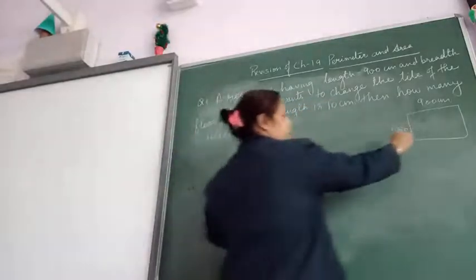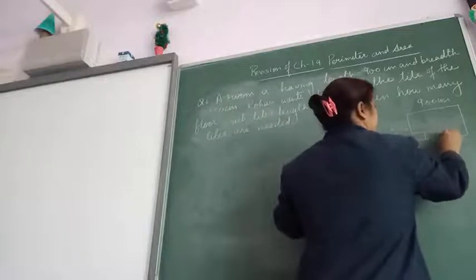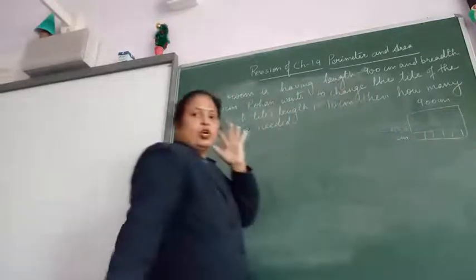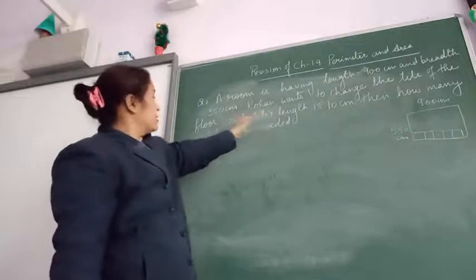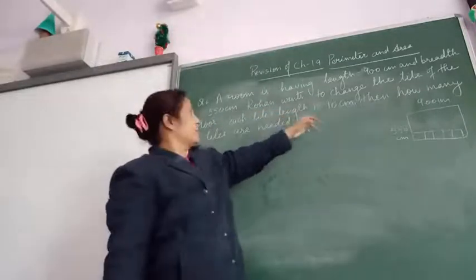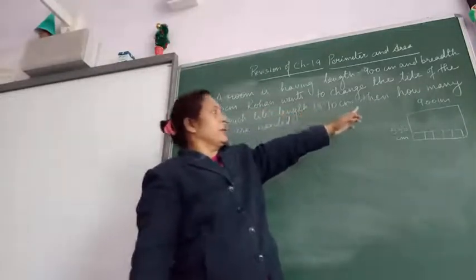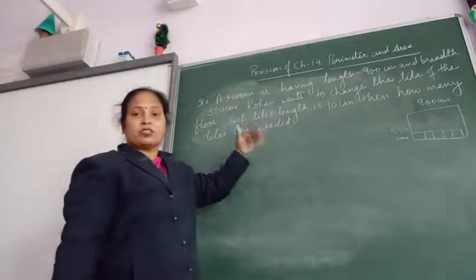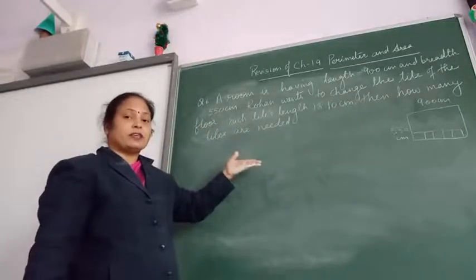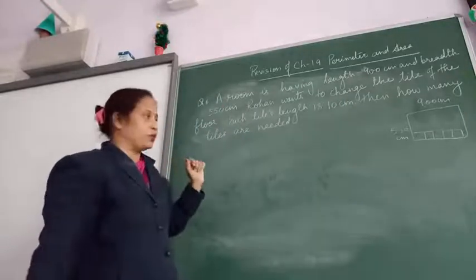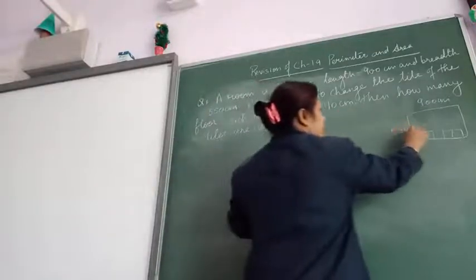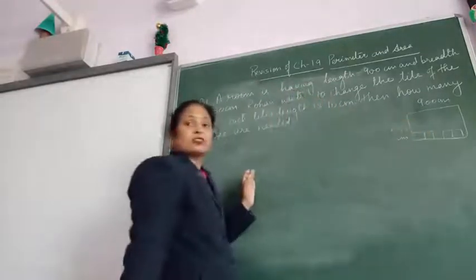Now Rohan wants to change the tile of the floor. Now floors have tiles, he wants to change all of these. So the length of the tile is given to you, that is 10 centimeter. Each tile length is 10 centimeter. Then how many tiles are needed? That means if he is changing the tiles, how many tiles will he need? So how are you going to find out? Now tile length is given as 10 centimeter. That means these tiles are in square shape.